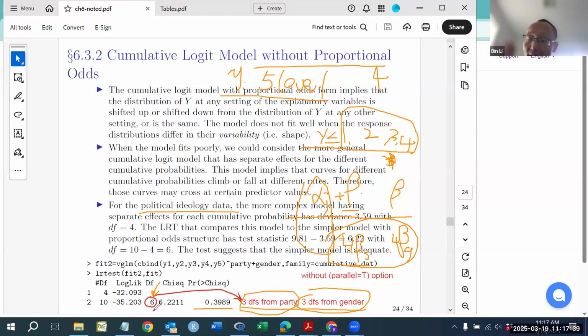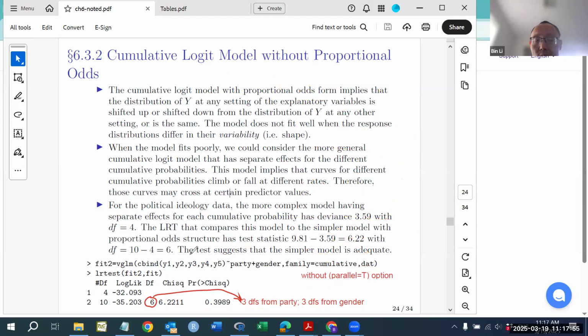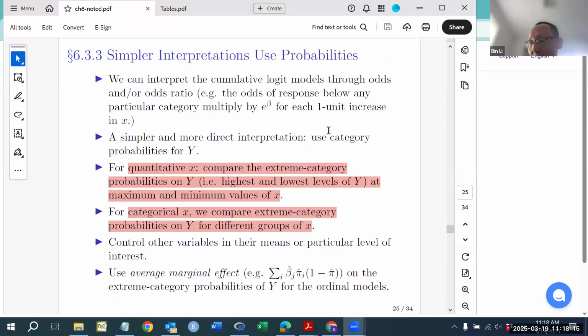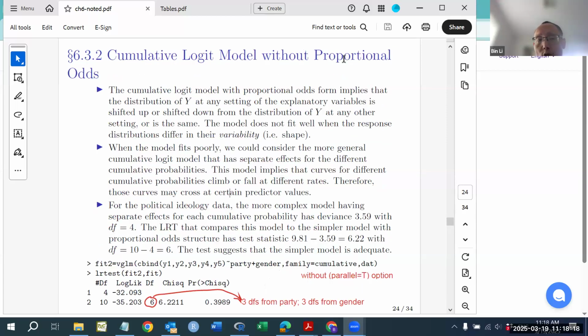Okay, so those parts that I explained a lot, these are the things that you should know. So why is it 6? Because we have 3 from party, 3 from gender, right? So the p-value is not significant. So that means what? That means there's no significant difference between with and without assuming the proportional odds model. Then we should just assume it. Assuming proportional odds is good enough. Okay, so that's how to check if we should assume proportional odds or not.